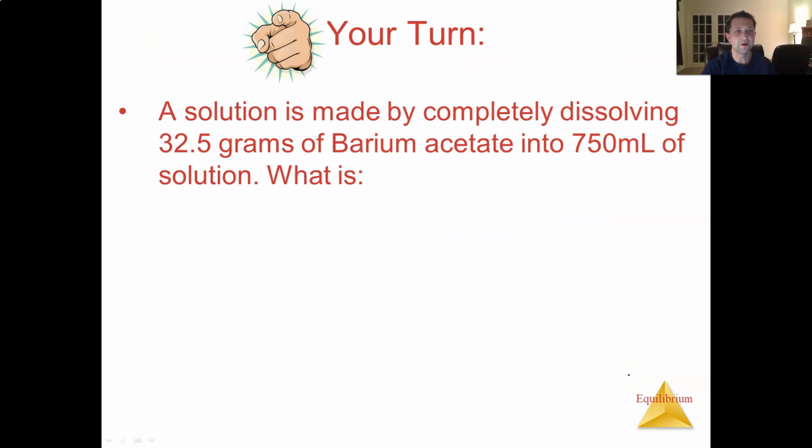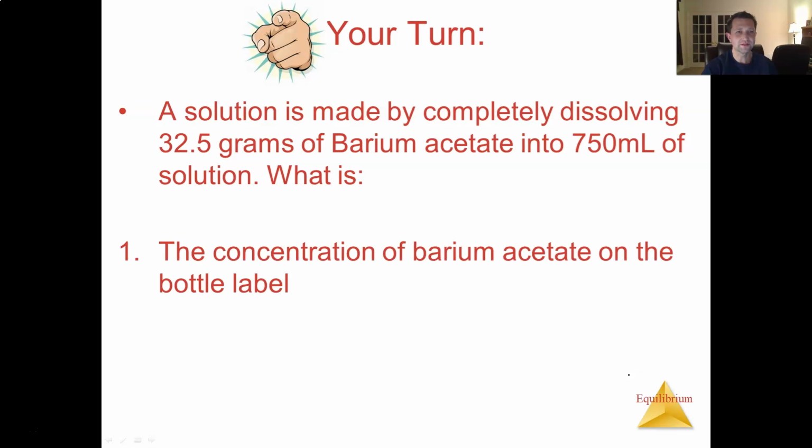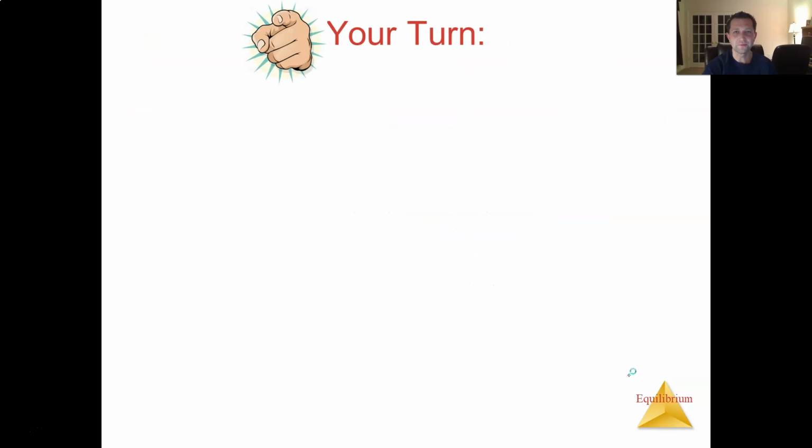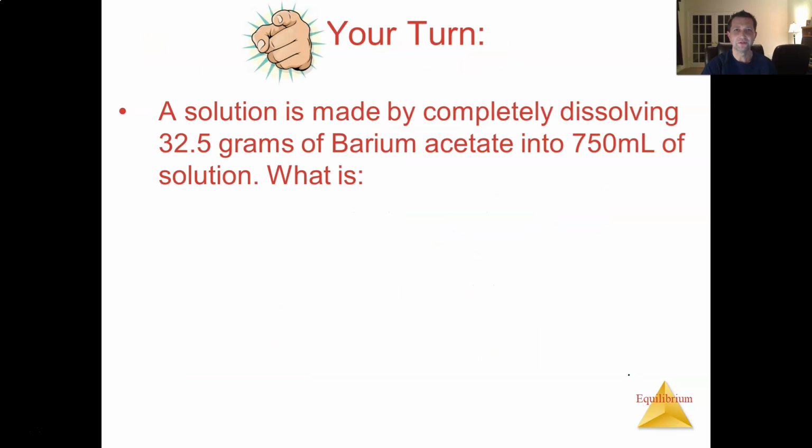So time for you to try one. It's a little more difficult because we have to do something else first. We have a solution of barium acetate. Now, in this previous example, I just told you it was a 3.5 molar solution. We need to remember how to find molarity, right? So this goes way back to foundational knowledge from Chem 1.